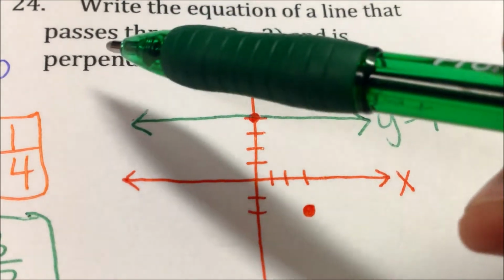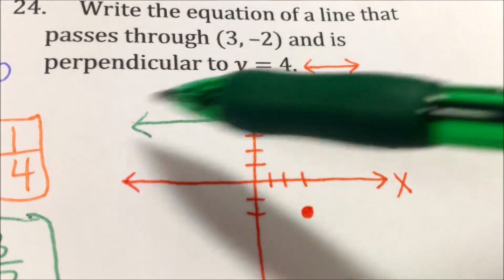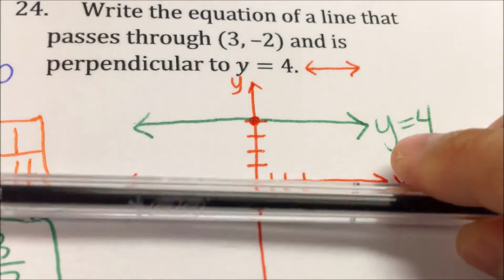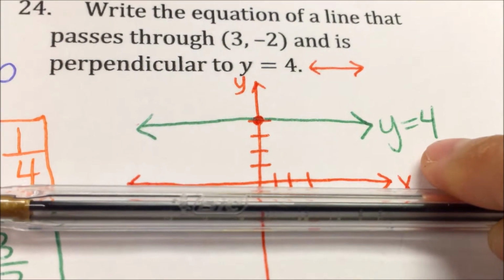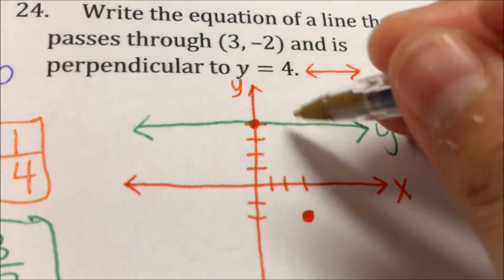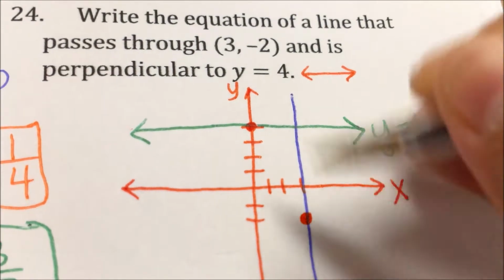We want a line that passes through this point, and it's perpendicular to y equals 4. So that's y equals 4. And it wouldn't be this one, a line that goes this way, because that would be parallel. We're looking for perpendicular, where they cross at a 90-degree angle. So therefore, it has to go exactly like this.